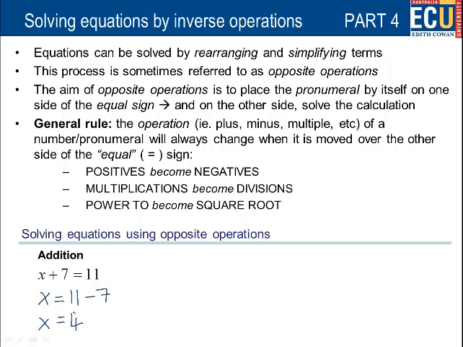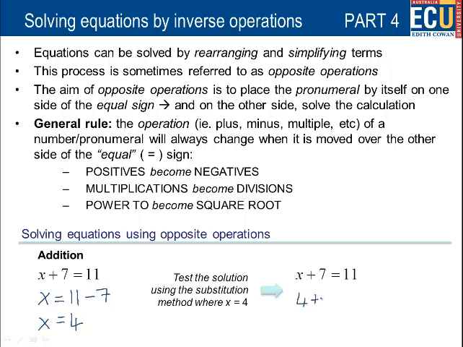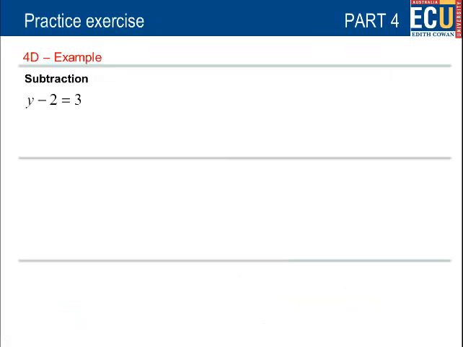Let's check to see whether this solution is correct. So to test it, we'll use the substitution method. And the equation is x plus 7 equals 11. So let's substitute the x with our answer, which is 4. 4 plus 7, yes, it equals 11. Therefore, we know that our original solution of x equals 4 is correct. Let's go through a few examples.